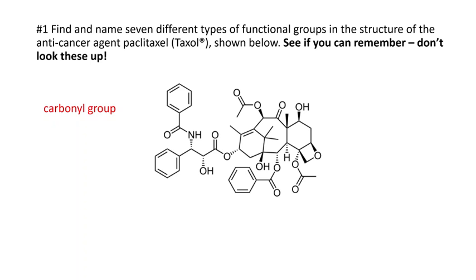And if you said carbonyl group, that's good because each of these groups, esters, this ketone, all of these esters, the amides, all have a functional group, which is a carbonyl group embedded in them. So how'd you do?